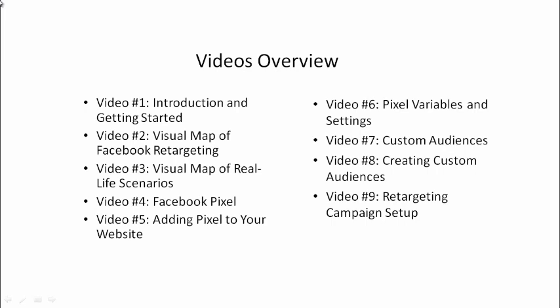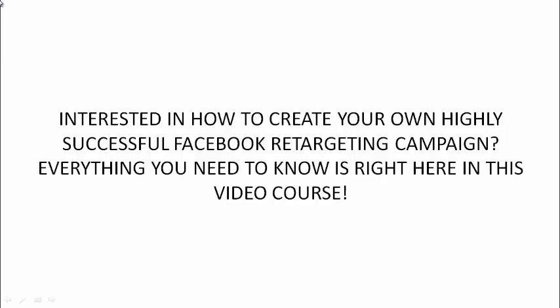Video number 6, we'll talk about pixel variables and settings, otherwise known as standard events. Video number 7, we'll talk about custom audiences, and of course how to create custom audiences in video number 8. And of course, last but not least, video number 9, we'll talk about retargeting campaign setup. So we're going to take everything that you've learned up until this point and set up a campaign to show you how to implement and embed the custom audiences within that retargeting campaign. So if you're interested in how to create your own highly successful Facebook retargeting campaign, everything you need to know is right here inside this video course.